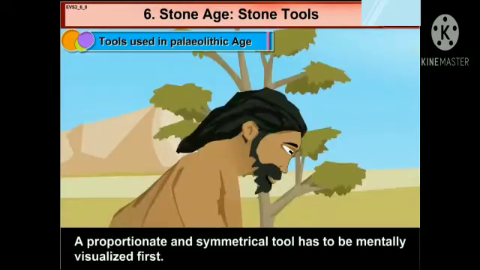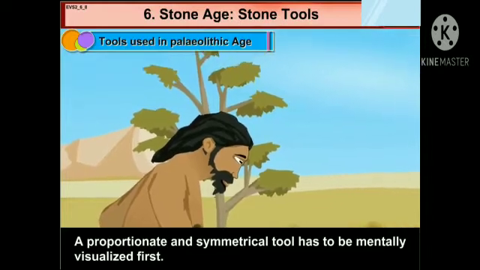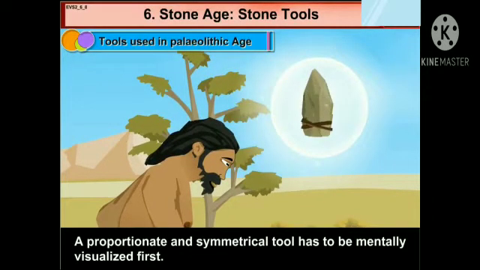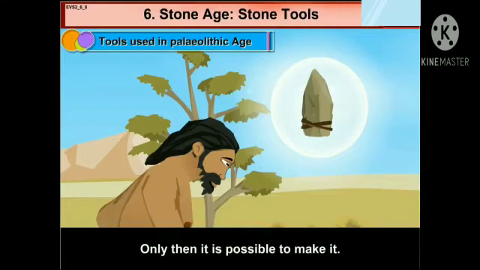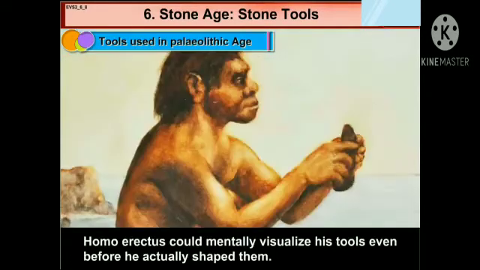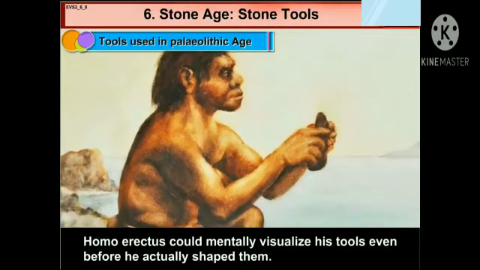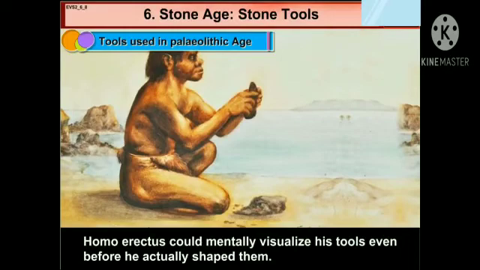So, what happened next? A proportionate and symmetrical tool has to be mentally visualized first. Visualize means to imagine in mind. Only then is it possible to make it. Homo erectus could mentally visualize his tools even before he actually shaped them.